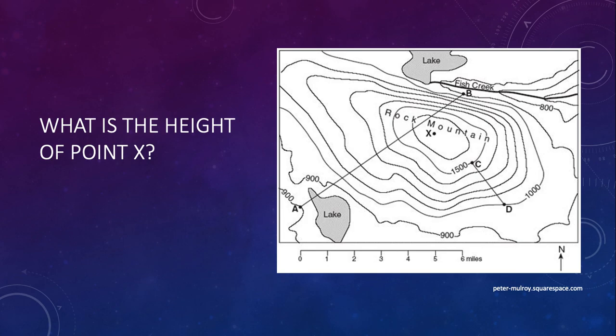Alright, what is the height of point X? So we determined earlier that the contour interval on this map was 100. The highest labeled contour line says 1500, but after that there's one more line. So that last line before you get to the top is the 1600 line, and the X is after the 1600 line. We know that the height cannot be quite 1700 because there would be another line, so the height of point X has to be somewhere between 1600 and 1699.9.